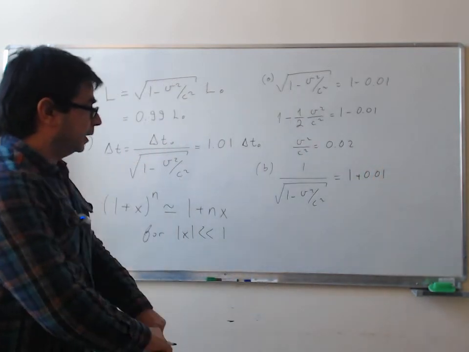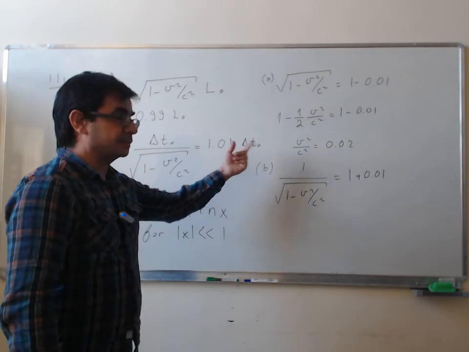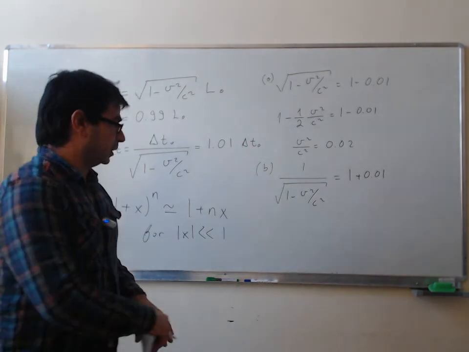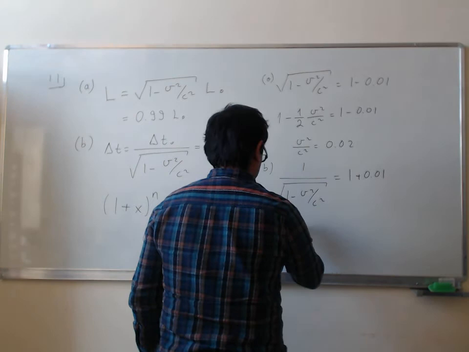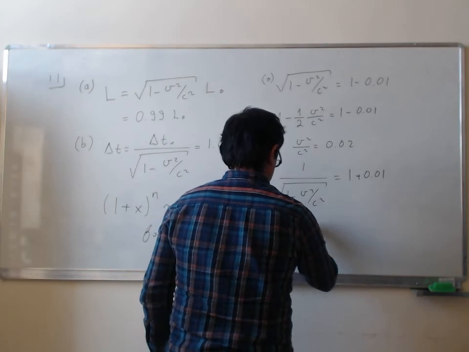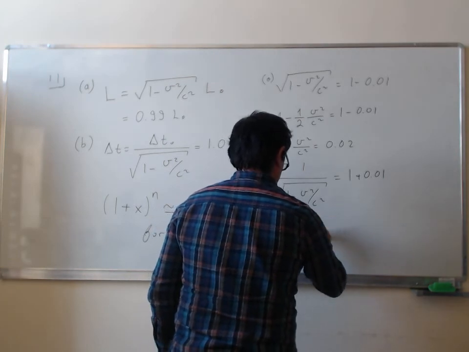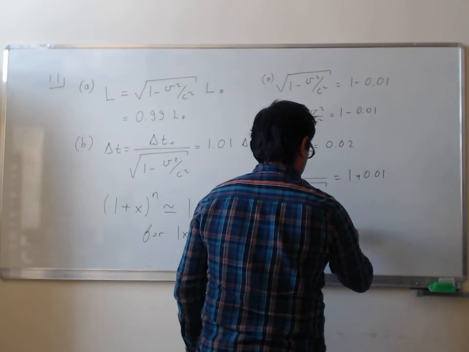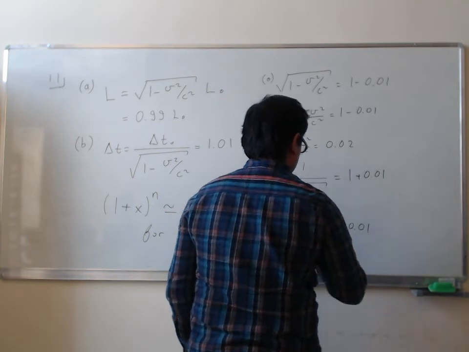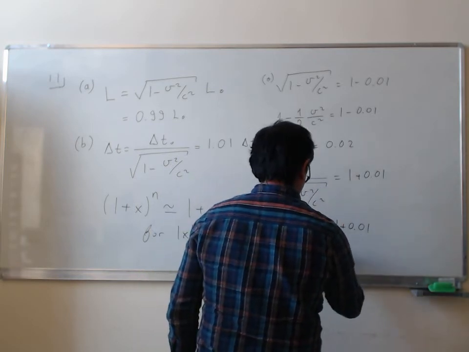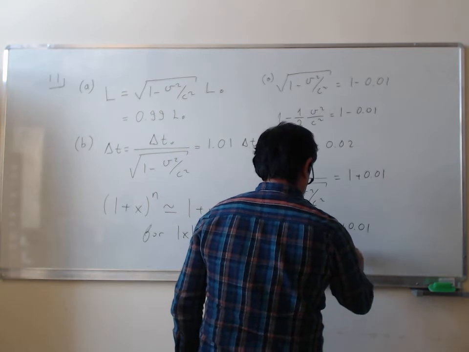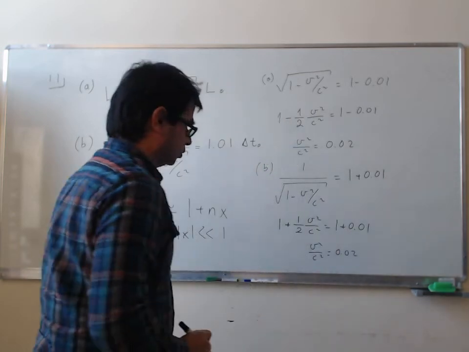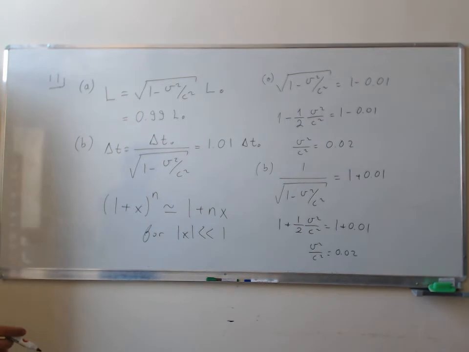Okay? And if I apply the binomial expansion to this, now the exponent is not a half, but minus a half. So this minus cancels that minus. This becomes 1 plus a half v square by c square is equal to 1 plus 0.01. You again get the same relationship. V square by c square is 0.02. Okay? So to first order in v square by c square, they actually give the same answer.